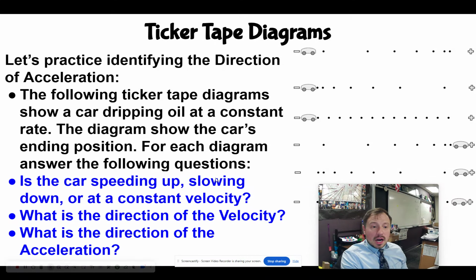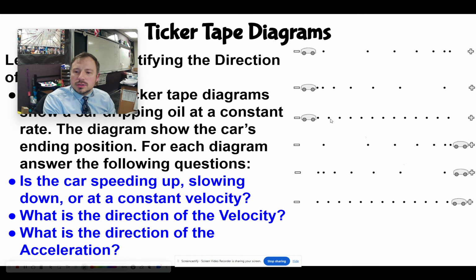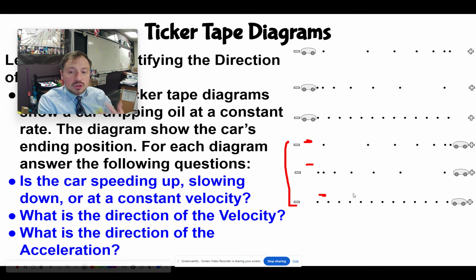So we need to look at this, and I'm just going to do a couple of them, right? Let's just do this one. I'll do the bottom ones because they're moving in a positive direction, so that's going to be easy here. I'll take a look at these three. If you take a look at the dripping, you should be able to tell whether it's speeding up, slowing down, or at a constant velocity. This one right here is slowing down. You can see the drips are getting closer together. This one is speeding up. Now this one down here is traveling at a constant velocity. It's dripping oil at a constant rate. Those dots are the same distance apart. Now the direction of the velocity in all of these is positive.